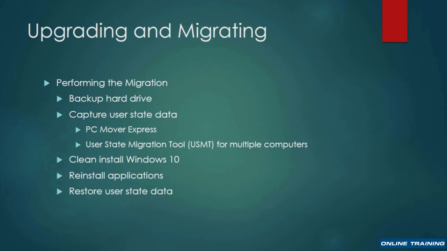So I'm going to back up the system, I'm going to capture the user state data, then I'm going to clean install Windows 10. Following that, we would reinstall applications, probably want to do Windows updates at that point as well, and then we would restore the user state data.